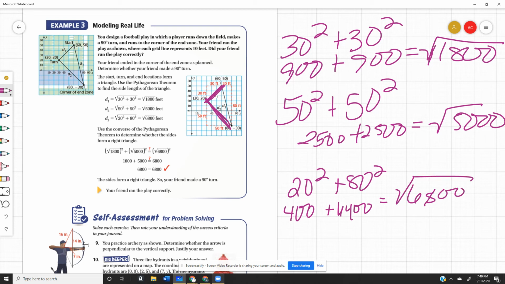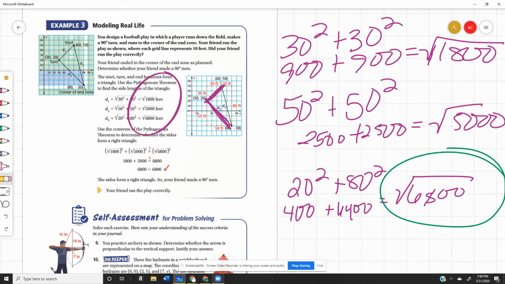So all we need to do now is figure out which one of these is the biggest one, so we know which one is our hypotenuse. Obviously, it's the 6,800. Then we're just going to plug it into the Pythagorean theorem. I'm going to go ahead and erase all of this so that I can show you how this works out.